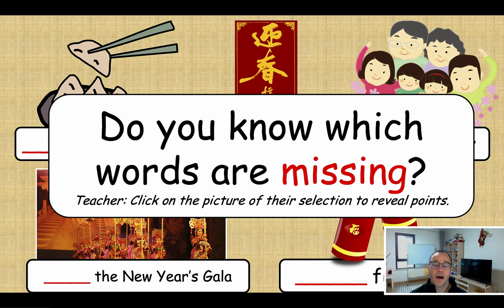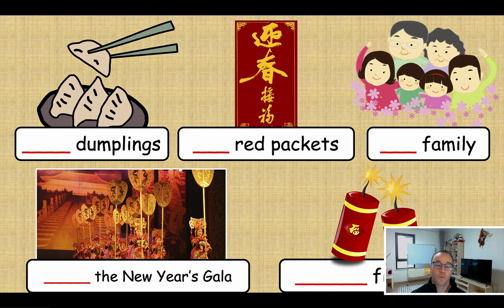Okay. Now here, after the first game, we have, do you know which words are missing? Okay, so I have a little thing here. It says, teacher, click on the picture of their selection to reveal points, because the way this works is students will raise their hands and they can go in any order they want. Okay, so they don't have to say eat dumplings first. What we're doing here is testing their memory of the verbs.